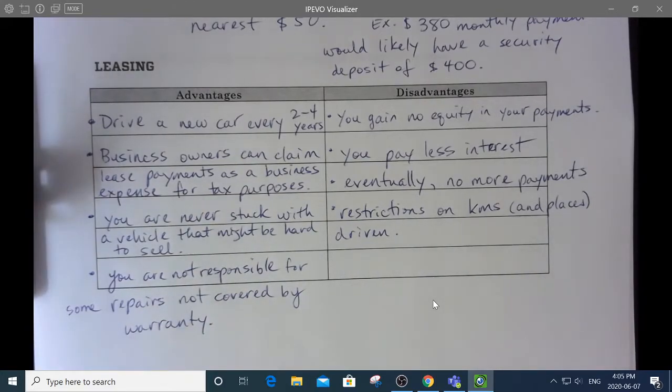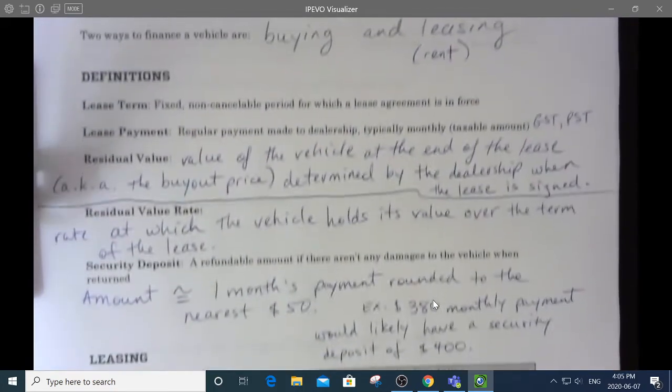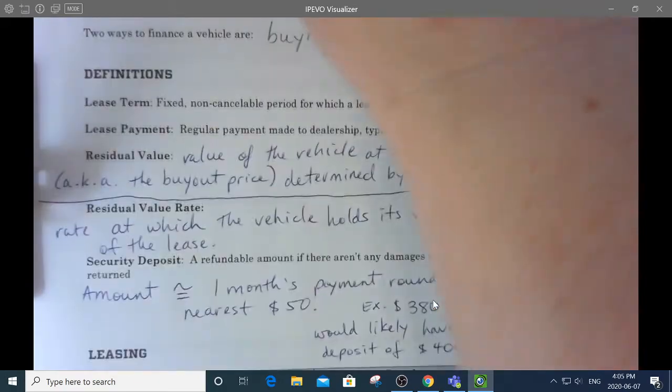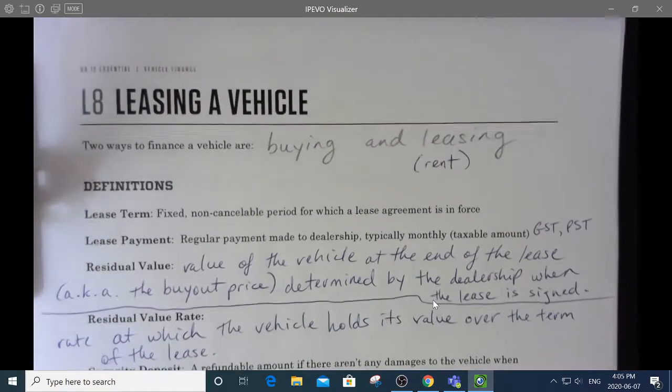Which things would be covered and not covered after the warranty doesn't cover them would depend on the agreement that you make when you sign a leasing agreement. So that's the basic terminology and the basic ideas behind leasing.